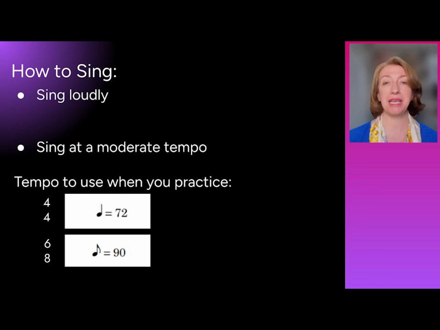Students often ask me, how fast should I practice when I'm getting ready for this exam? So when I'm doing sight singing practice, my general preferred tempos are around a quarter note equals 72 BPM if I'm in 4/4, or an eighth note equals 90 BPM if I'm in 6/8.